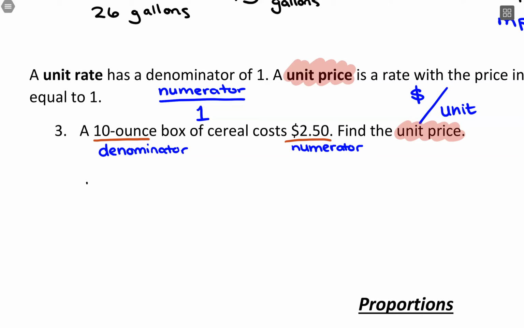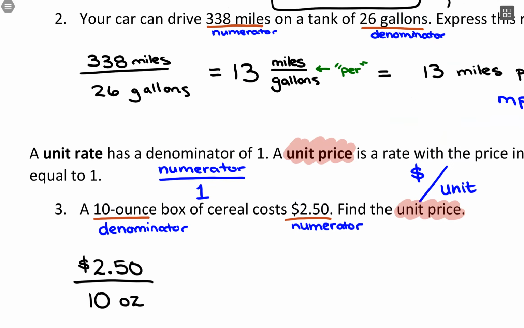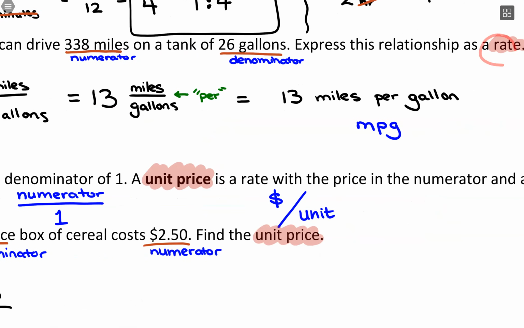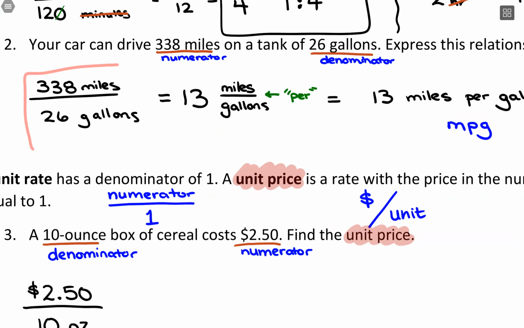So we're going to take that $2.50 divided by 10 ounces. Now, this isn't a unit price yet, but it becomes a unit price when we carry out this calculation here. Like technically up above here, this became a unit rate because this is 13 over 1. So by having a denominator of 1 right there, that's actually a unit rate. It just can also be a rate as well. In fact, we set it up as a rate to calculate it, and then it became a unit rate here when that denominator turned into 1.